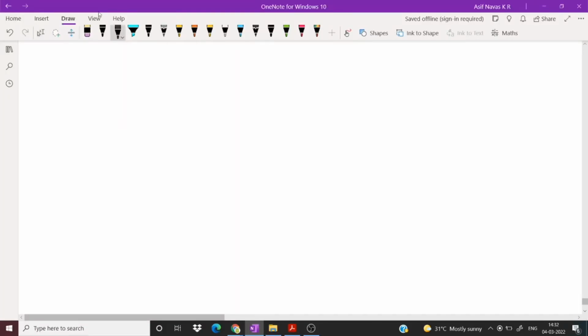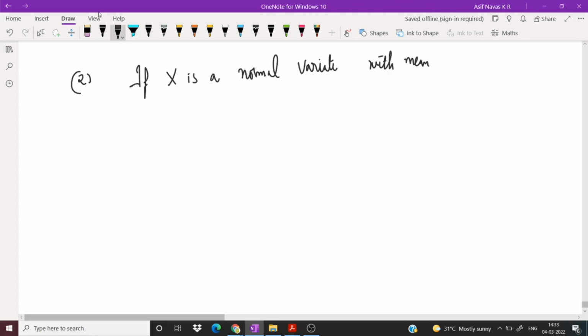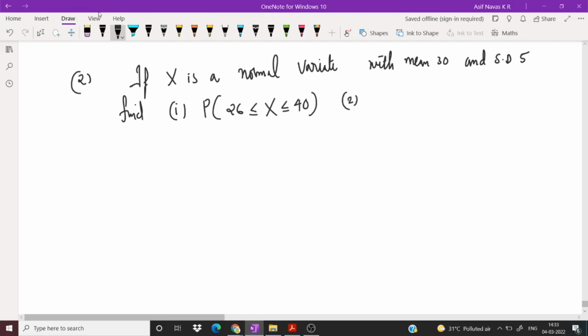Second question, and this is an important question. If x is a normal variate with mean 30 and standard deviation 5, find: first, the probability of 26 less than or equal to x less than or equal to 40. Second, the probability of x greater than or equal to 45. And third, the probability of modulus of x minus 30 greater than 5.